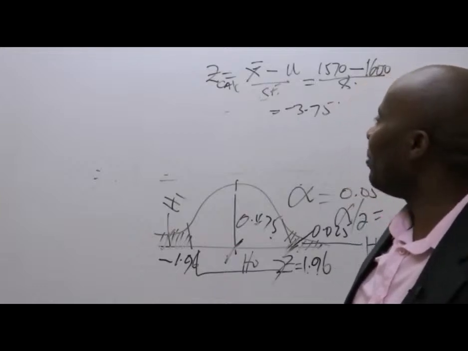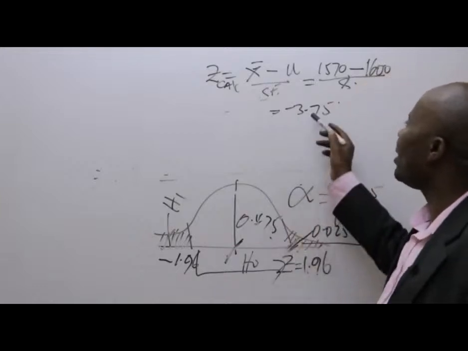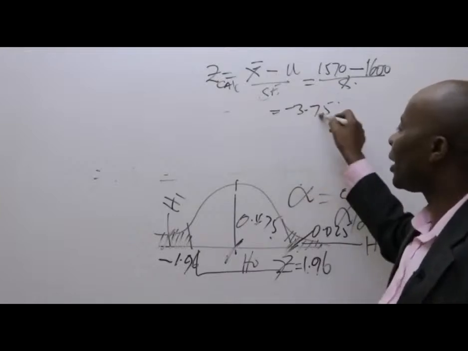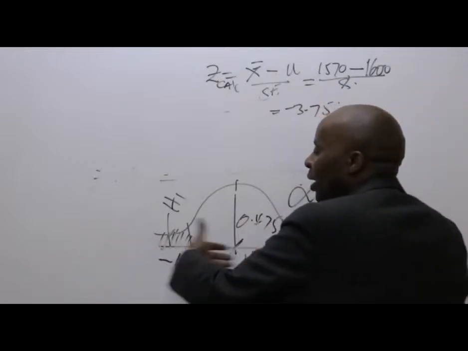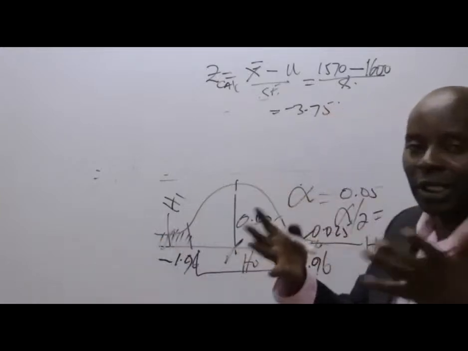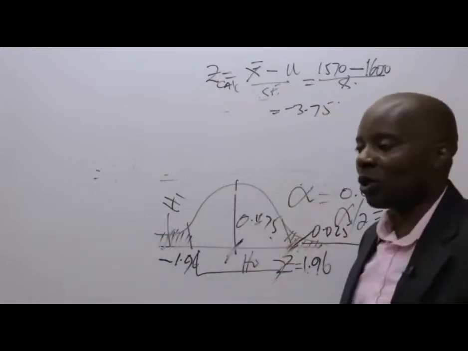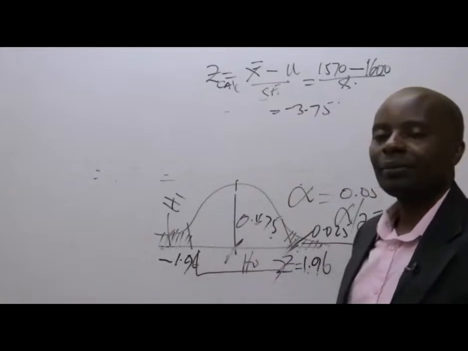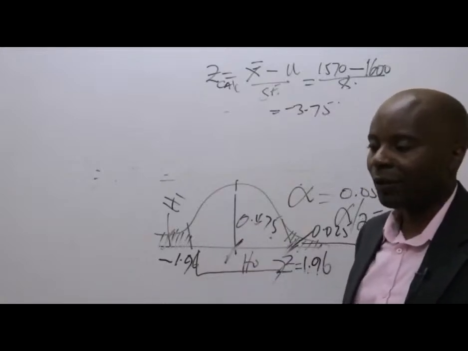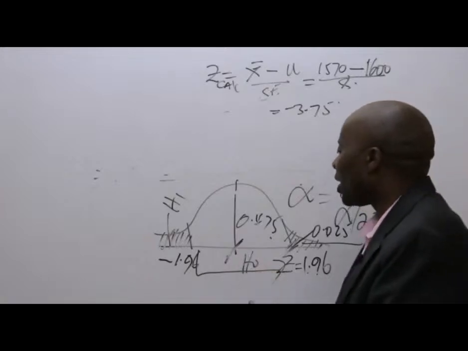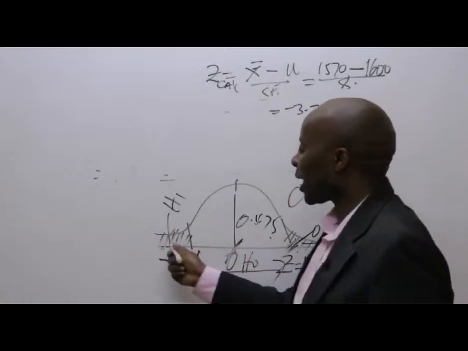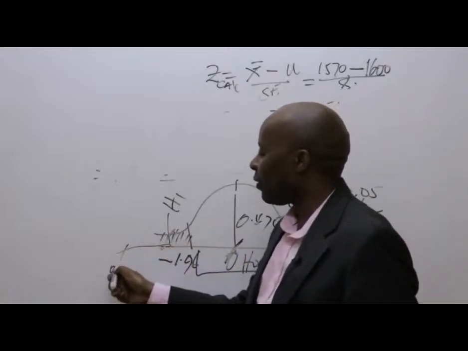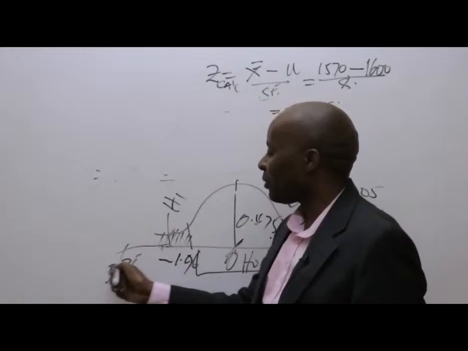Now, ladies and gentlemen, from there, come and place this Z calculated figure on your diagram. You have your number line here. Tell me whether it falls on a shaded area or on an unshaded area. This minus 3.75, where does it fall? If this is my number line, at the middle here I have a 0. As I go that way, minus 3.75 will fall here.